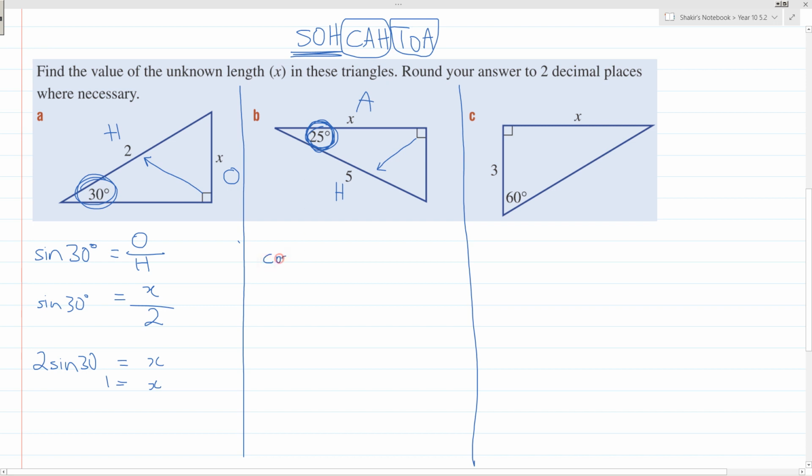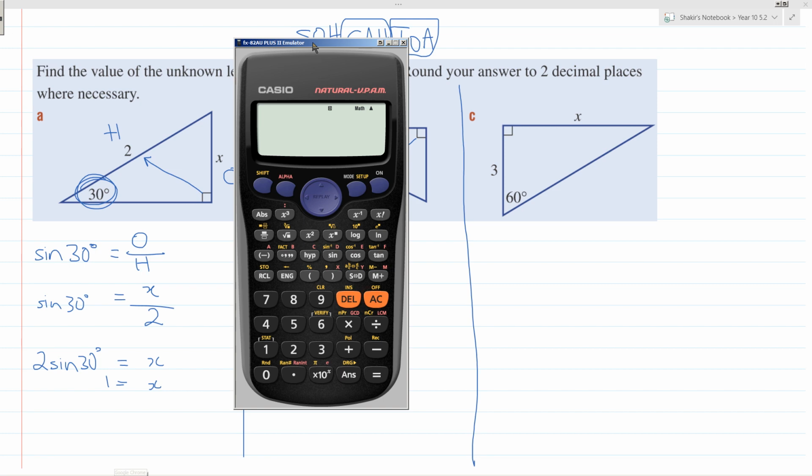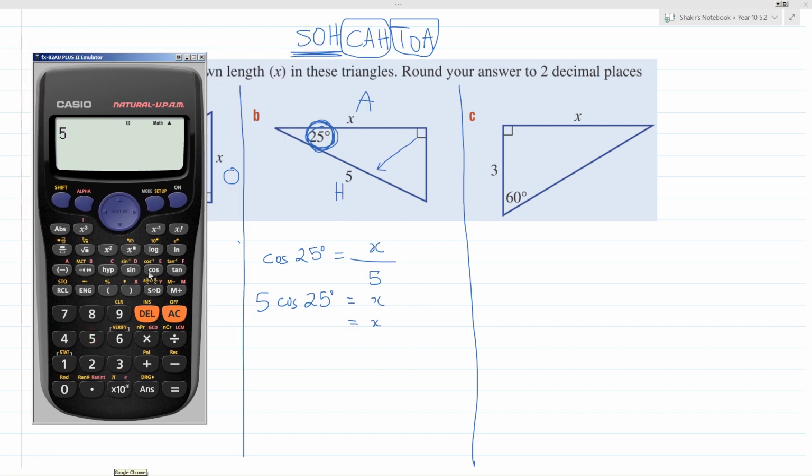So you write cos of 25, cos of the angle, is equal to adjacent, which is x, over hypotenuse, which is 5. Multiply both sides by 5, and you get 5 cos of 25 degrees is equal to x. And therefore x is equal to 5 cos 25. And our answer is, to 2 decimal places, 4.53.